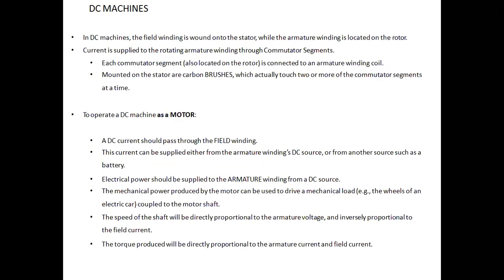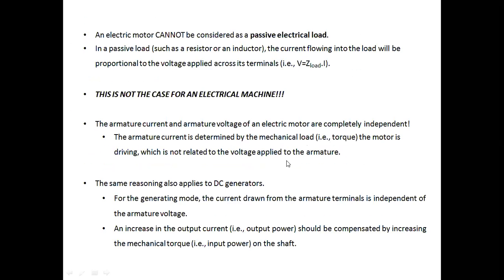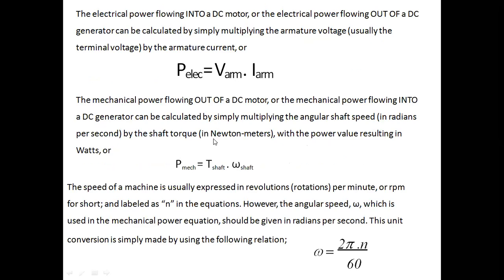I have just told you. Here, the torque produced is directly proportional to the armature current. And again, when we are using the DC machine as a DC generator, the voltage is proportional to the speed, which is the rotational speed. We can take it as omega, the angular velocity. So we can take mechanical power equal to torque into omega shaft, which is the angular velocity of the shaft.